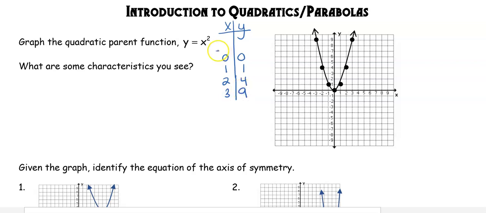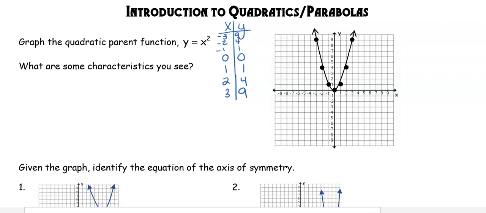I could also go negatives, negative 1. But if I square a negative, that becomes a positive 1. A negative 2 squared is a positive 4, and a negative 3 gives us a positive 9.